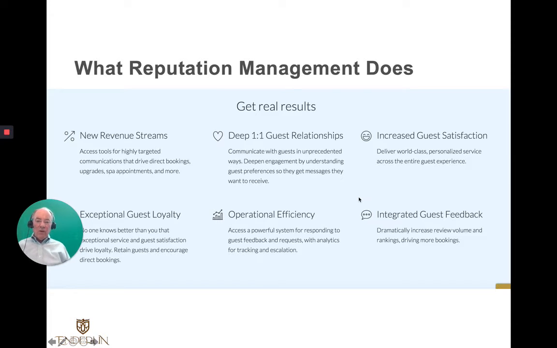So what Revinate does with your reputation is they look at new revenue streams, right? They get that information. Exceptional guest loyalty, they look at the people that are going to come back. They try to build that one-on-one guest relationship. They consolidate the comments made on sites like TripAdvisor, for example, to give you a better understanding of what people are saying. It can be used to improve your operational efficiency based on what people are actually saying, and they'll give you that kind of data. Increase guest satisfaction and integrate your guest feedback, trying to give you one source to bring all of it together instead of having to look at each one.